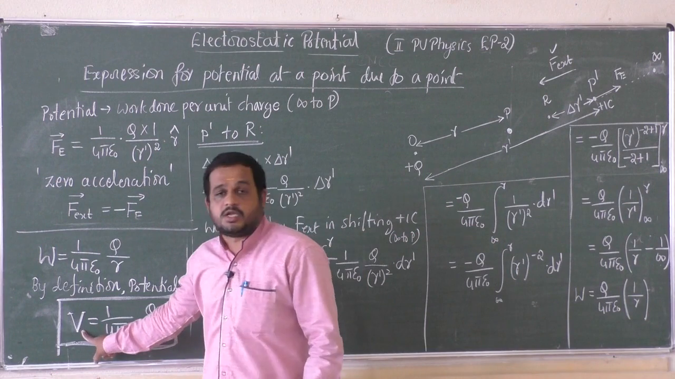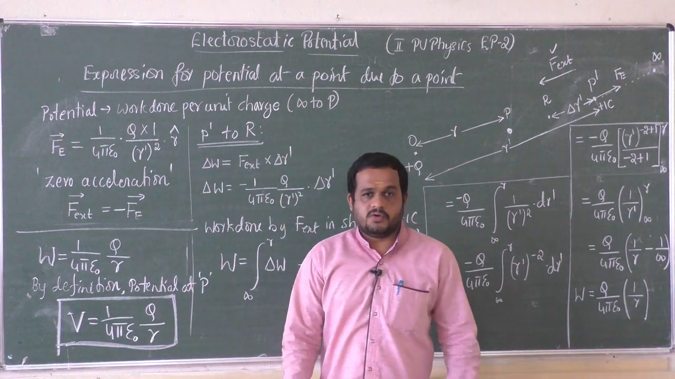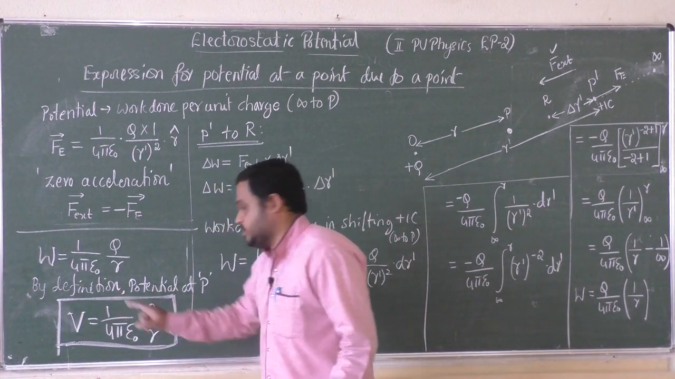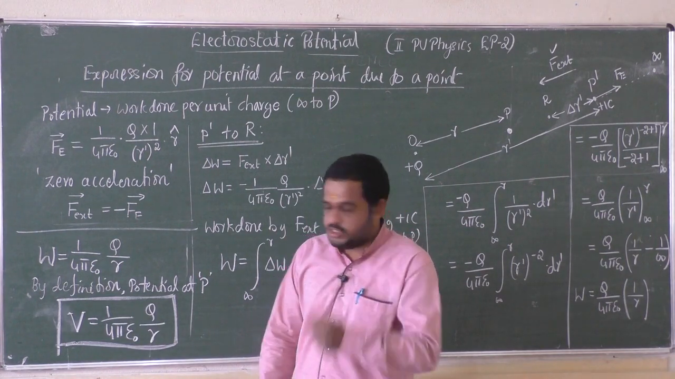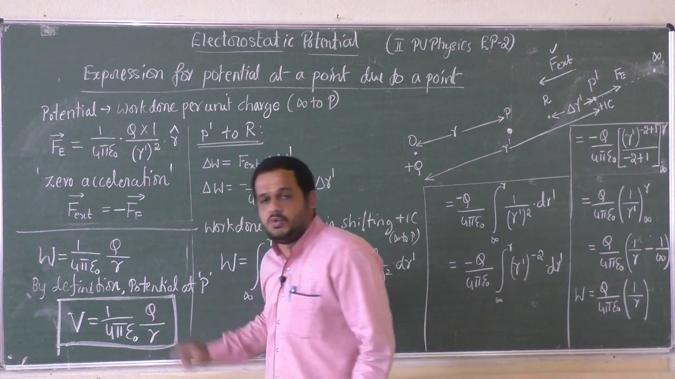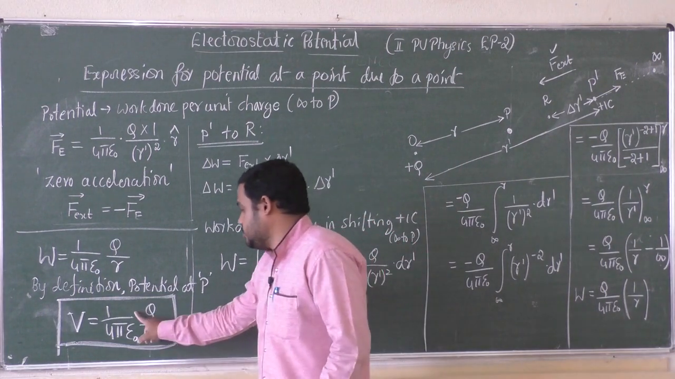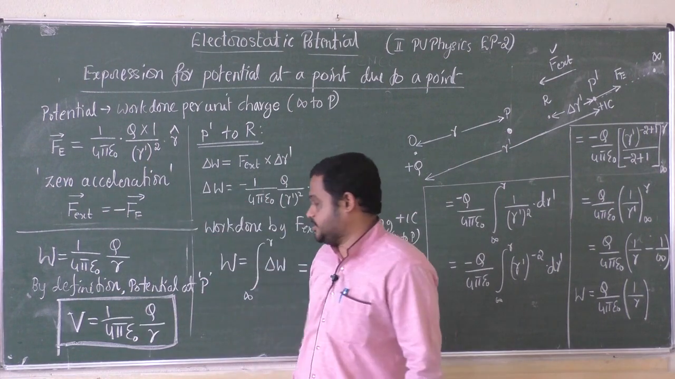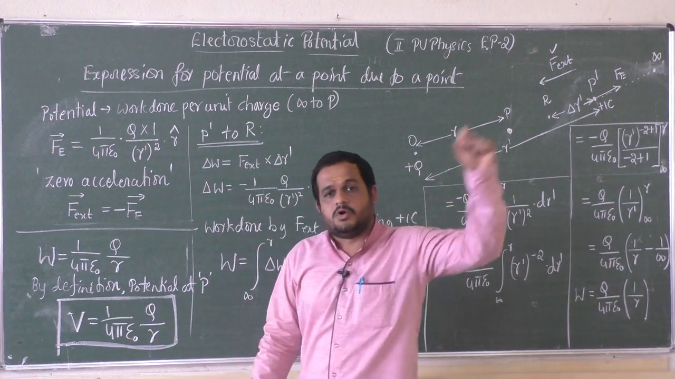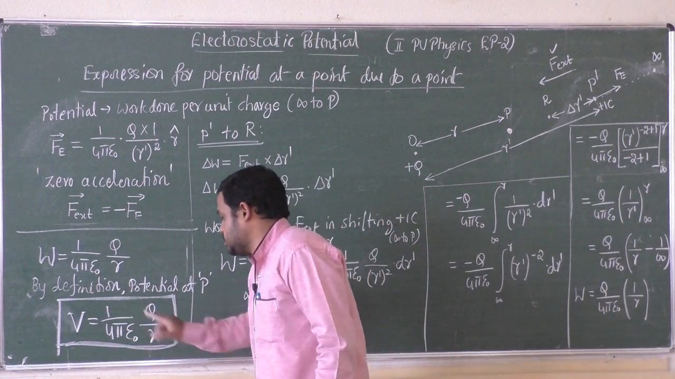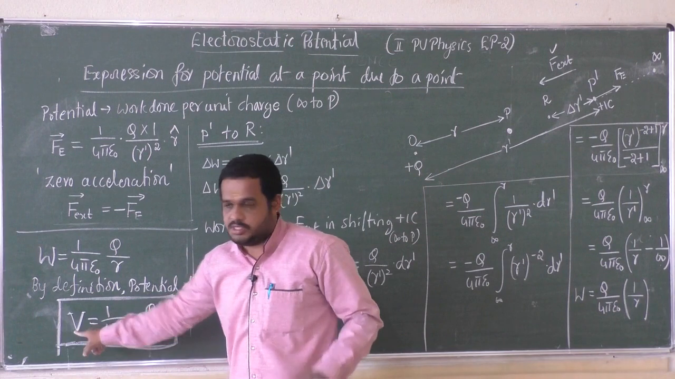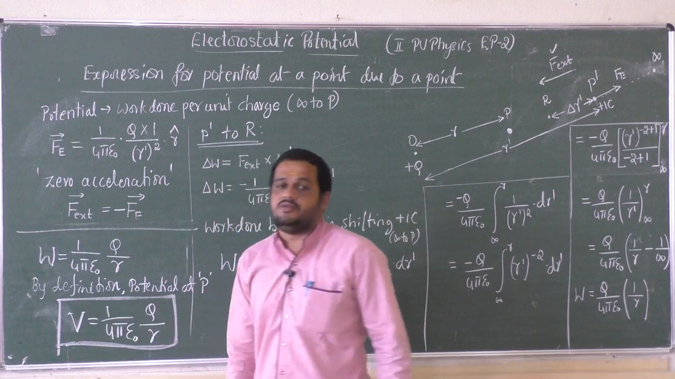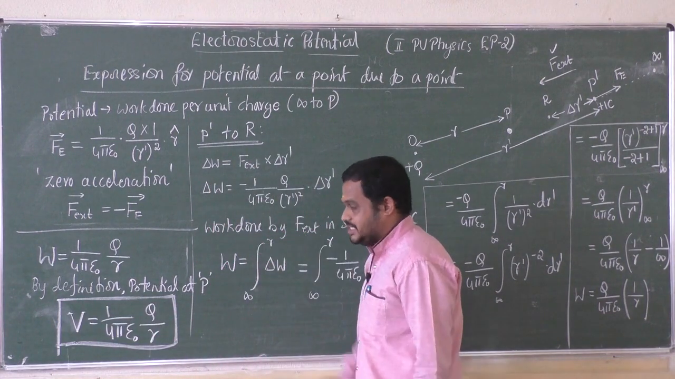But electrostatic potential is a scalar quantity. Therefore, while calculating the potential due to a charge in this expression, if the charge is positive, then put plus q here. If the charge is negative, then put minus q here. I already mentioned this point in the previous discussion: a positive charge produces positive potential. If the charge is negative, minus will be here, so the potential will be negative. So this is the expression.